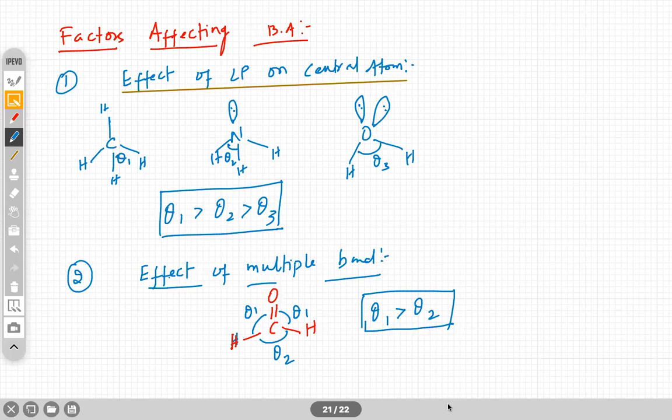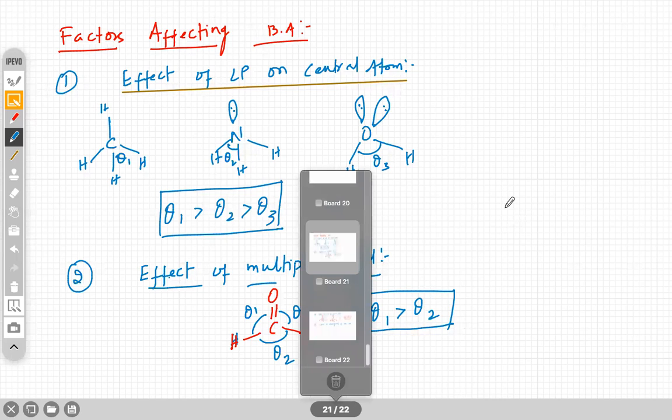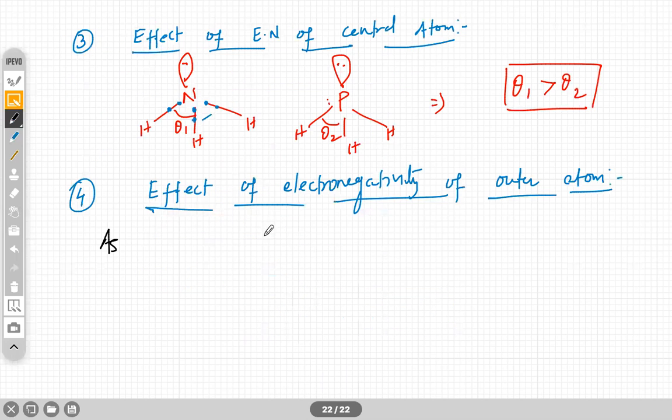Okay. Effect of electronegativity of outer atom. Write down, as the electronegativity of outer atom increases, bond angle decreases. Electronegativity of outer atom increases, bond angle decreases. Just reverse of the previous one.